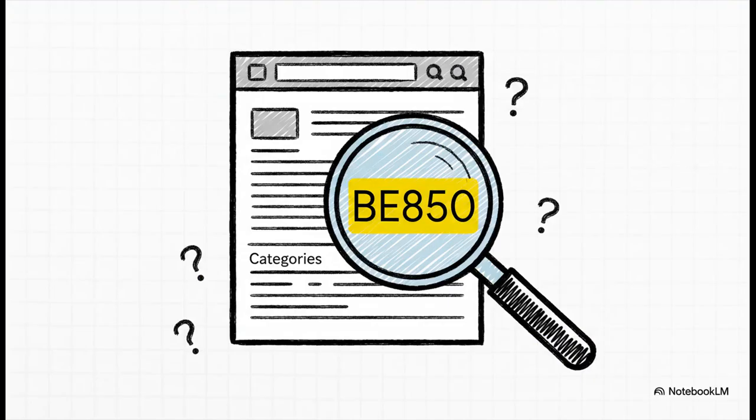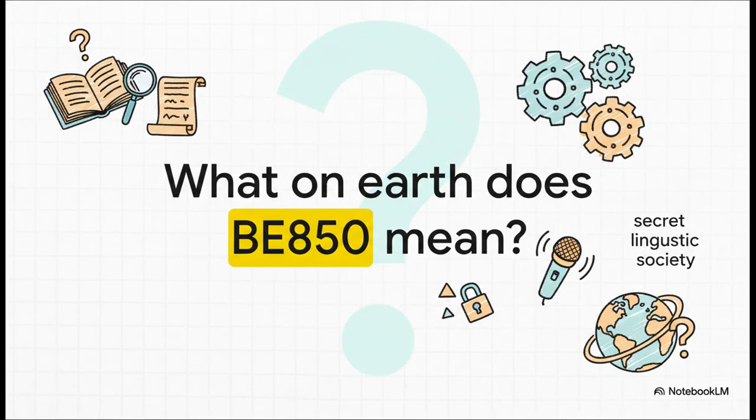So imagine you're looking at a dictionary entry for prose, something like this one from Wiktionary. You'd probably notice something a little odd. Way down in the categories, right next to the standard stuff like nouns, there's this weird little tag, BE850. It almost looks like a secret code. BE850. I mean, what on earth could that mean? Is it some kind of catalog number? A secret society for linguists? What is this strange code doing attached to our simple word, prose?